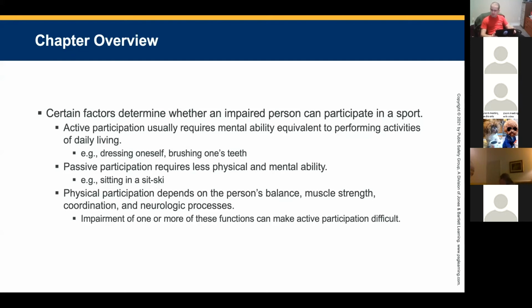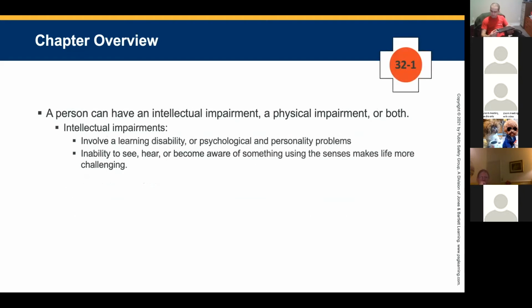There's passive participation, which requires less physical and mental ability. So this would be, for example, sitting in a sit ski. That's basically a device that they're able to sit into and somebody else runs it. And physical participation depends on the person's balance, muscle strength, coordination, and neurological processes. So impairment of one of these functions can make active participation difficult. For example, you have a patient that is paralyzed and they don't have the ability to balance or the muscle strength. It's going to make their ability to participate in a sport much more difficult.